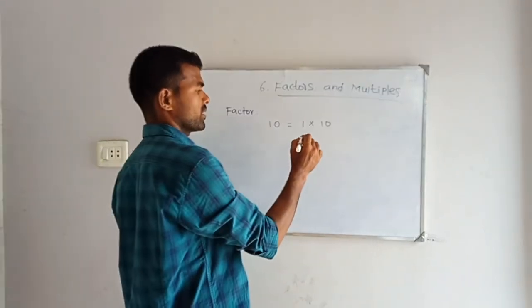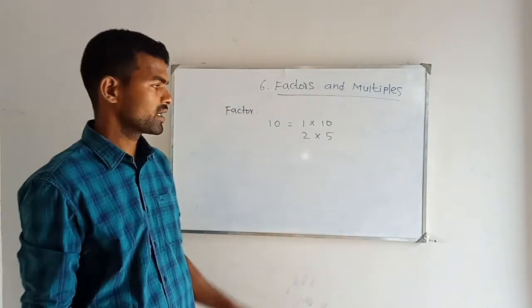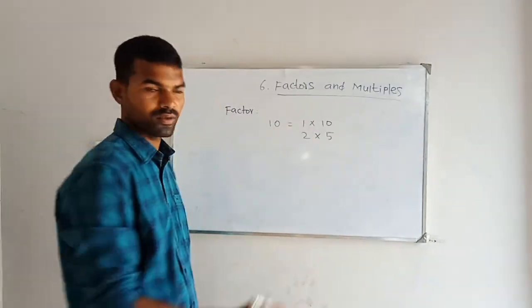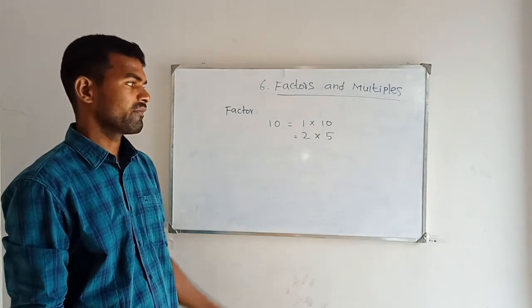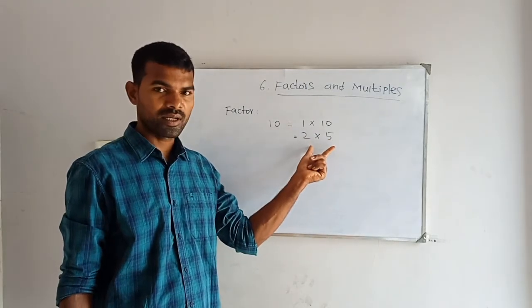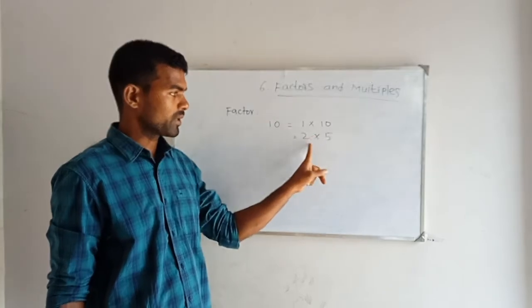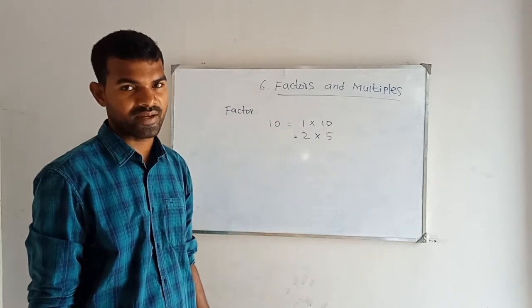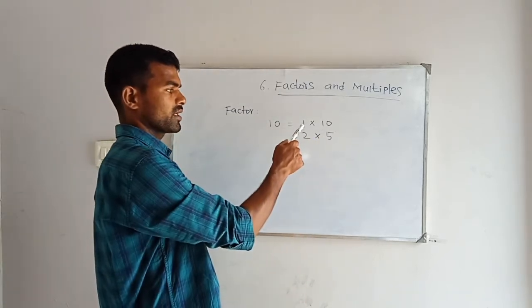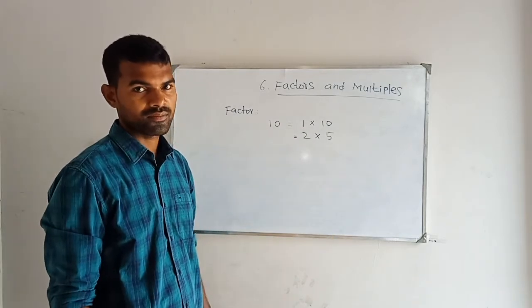Then any other number, 2 multiply 5. 2 5 how much? 10. 2 multiply 5 also 10. Yes, no? When we multiply any two numbers, we are getting the number. Then these numbers are called factors. How many factors are here? 1, 2, 3, 4. 4 factors we have.